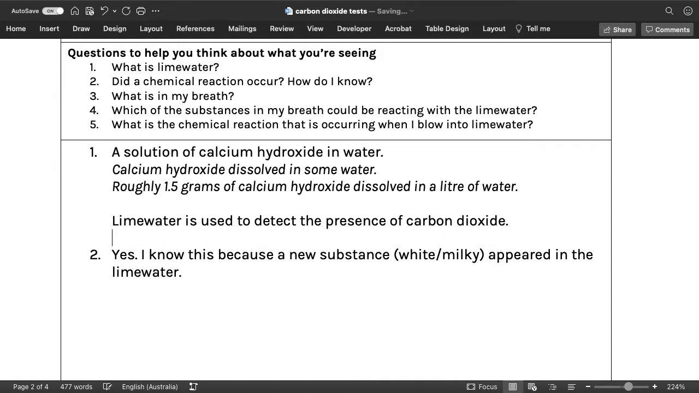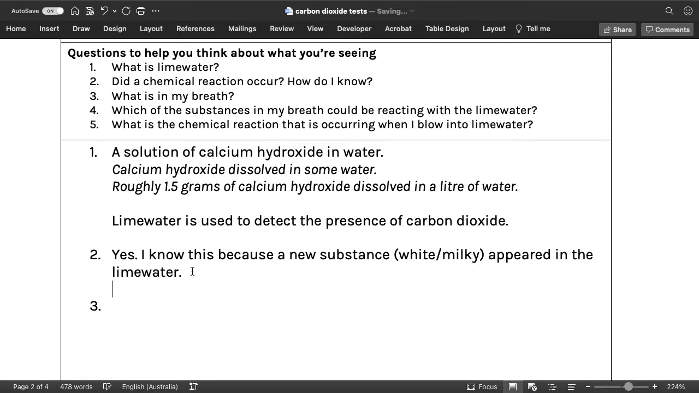By writing it that way, I'm trying to answer this question for you, Josh, because this is the one that you asked me about. I know this because a new substance appeared in the lime water. Okay? Excellent.